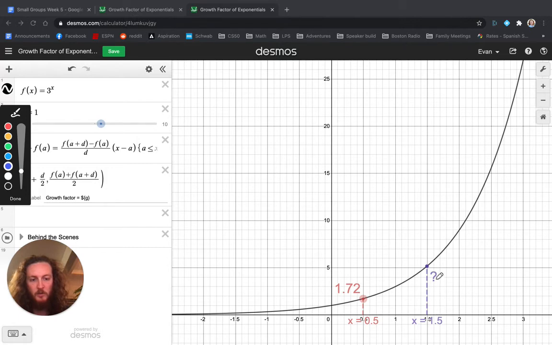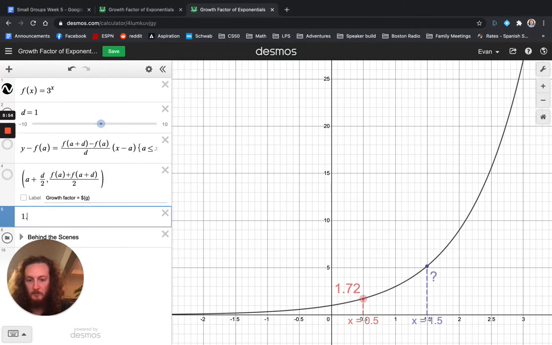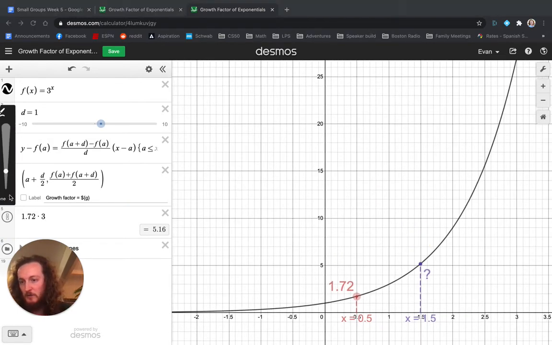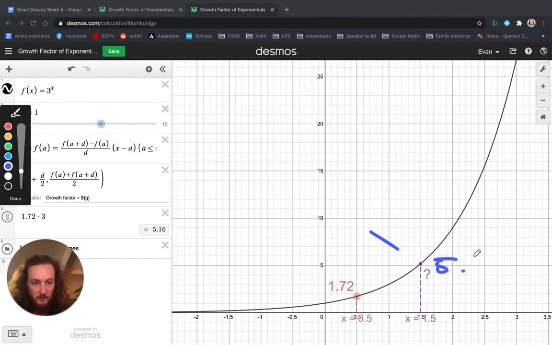Well, I don't know how to calculate it directly. It looks to be about 5 point something, but if I want to find this exactly, I can use the property that we just came up with. The difference here is a change in 1, so the growth factor is going to be times 3 to the 1st, or in other words, times 3. So this question mark is just going to be 1.72 times 3, which we could do in a calculator. Hey Desmos, what is 1.72 times 3? This is 5.16, which looks about right. This is a little bit above 5 on our y-axis.